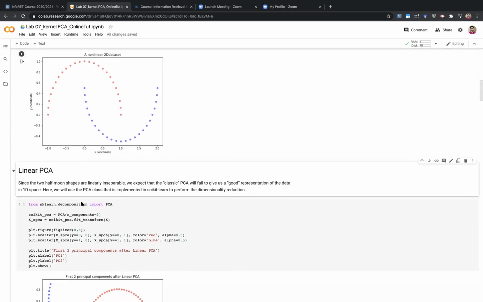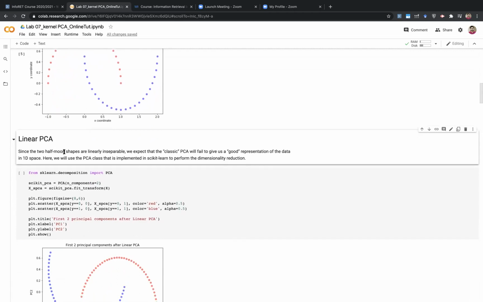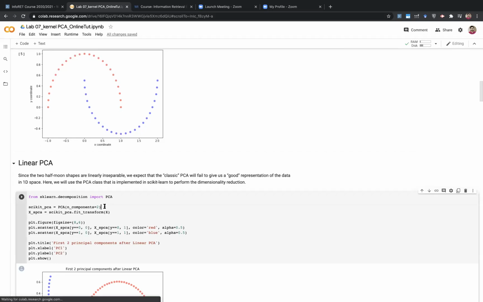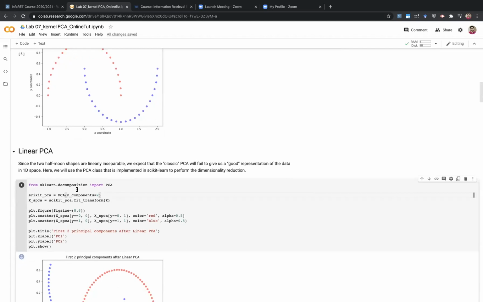Okay, so linear PCA. This is just a comment. Since the two half moon shapes are linearly inseparable, we cannot find a linear line which separates them. We expect that the classic PCA will fail to give us a good representation of the data in 1D space. Here we will use the PCA class that is implemented in scikit-learn to perform the dimensionality reduction. So we'll simply import the PCA from the scikit-learn library.